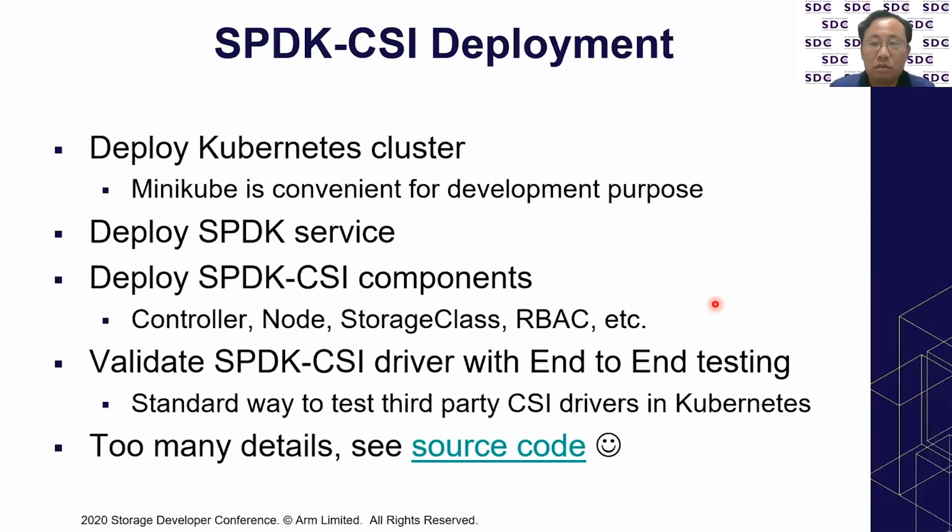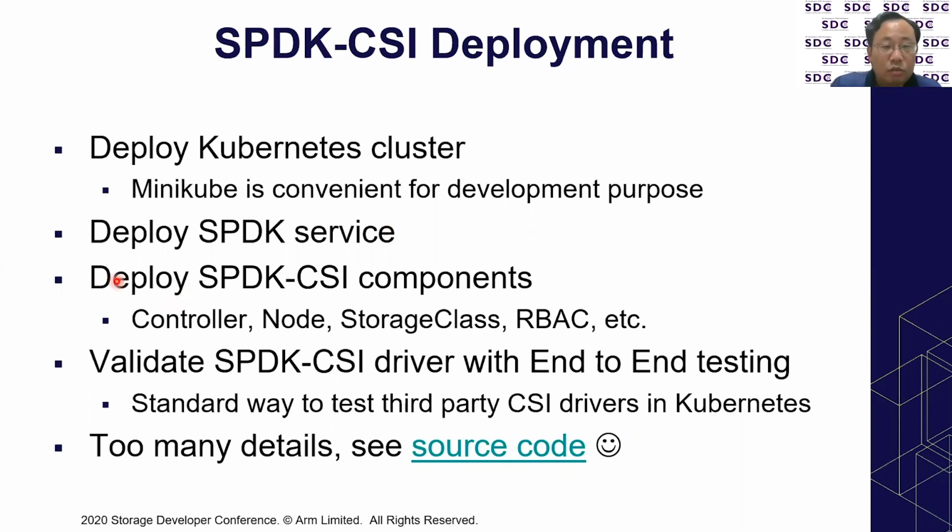For development purposes, we use Minikube. It is very convenient to deploy and test the node driver and CSI drivers inside a single node. Besides the Kubernetes cluster, we also need an SPDK service that we can access. There's currently no automatic way to do this. We provided some scripts to build an SPDK container image and start it with some commands.